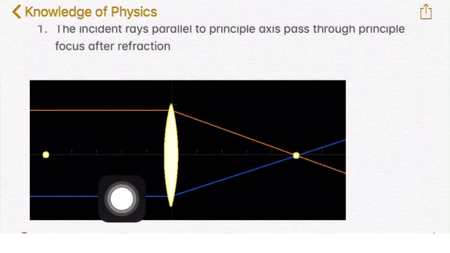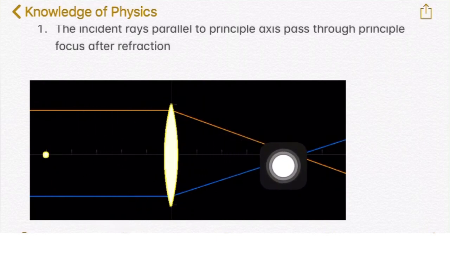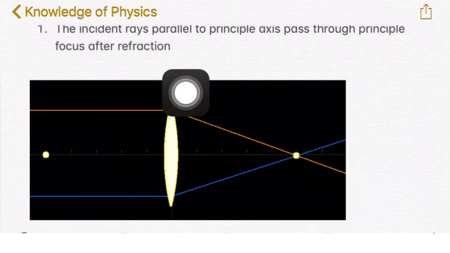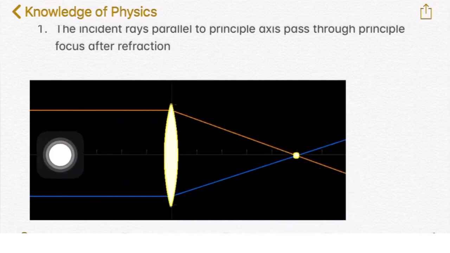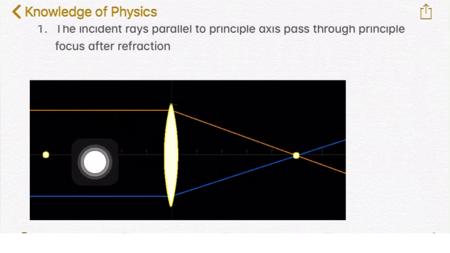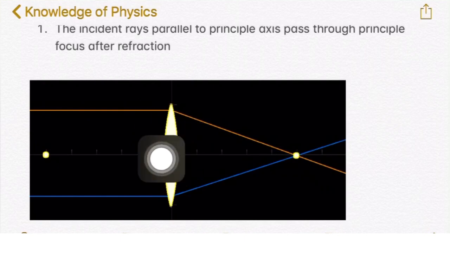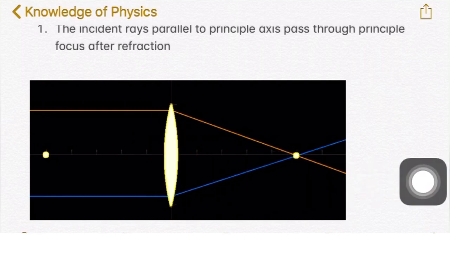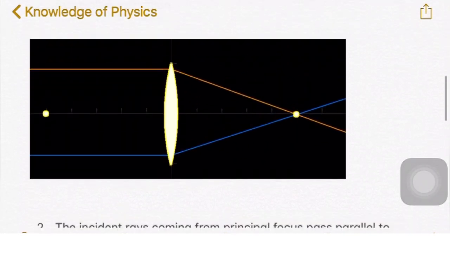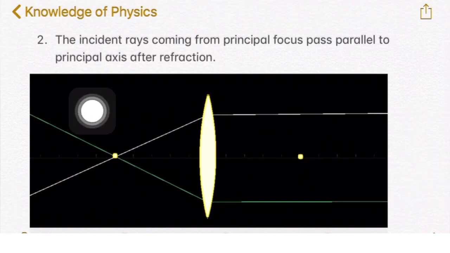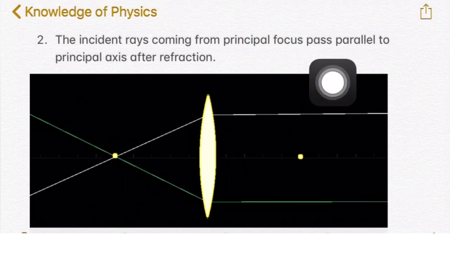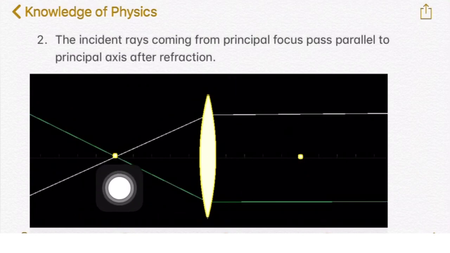these rays of light pass through a single point called the principal focus after the refraction from this convex lens. Since this lens makes parallel rays of light meet at a point, it is also called a converging lens. So this is rule number one, and rule number two is just the opposite of rule number one. This law states that incident rays coming from the principal focus of this lens pass parallel to the principal axis after the refraction.